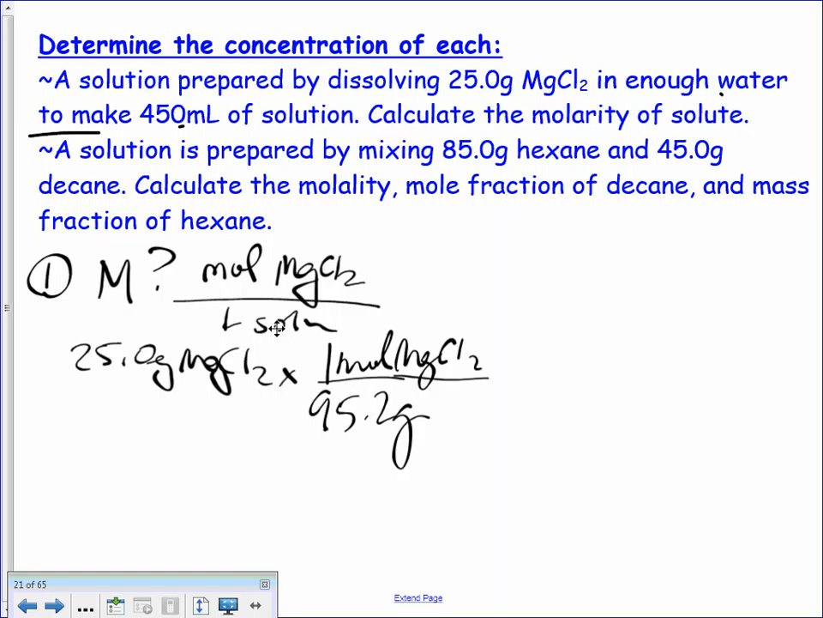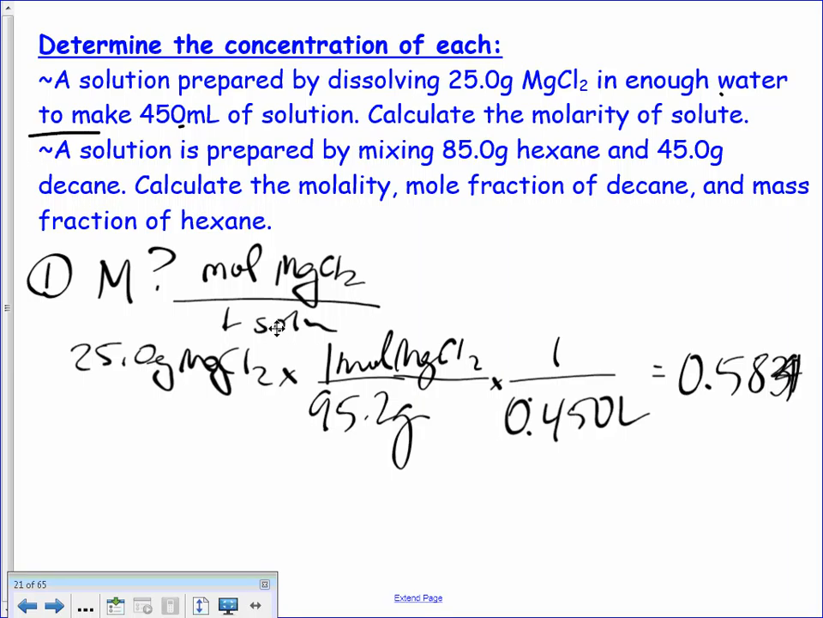Okay, we can stop here and get moles, right? Or continue and just divide by what? What's our liters of solution? 0.445. You can just take your moles and divide by 0.445 liters. And that gives me what, guys? You guys are calculating, because I don't have my calculator. 0.584 molar. Okay, so the solution is 0.584 molar magnesium chloride. That one's easy. Okay, let's go for the next one.